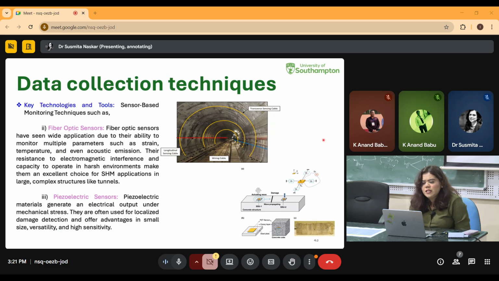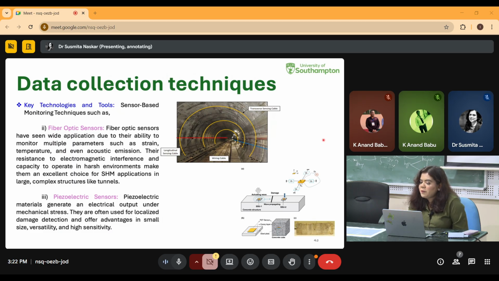It's quite important, it's quite obvious, because they can monitor multiple parameters simultaneously, and that's where the fiber optic sensors are quite different compared to the piezo sensors, compared to the vibration one, right? So that's the special ability of the fiber optic sensors, that they gain wide application because they can monitor multiple parameters simultaneously, such as strain, temperature, even acoustic emission. In acoustic cases, they have been used quite a lot. And they are highly resistant to electromagnetic interference, and they can also function in harsh environments.